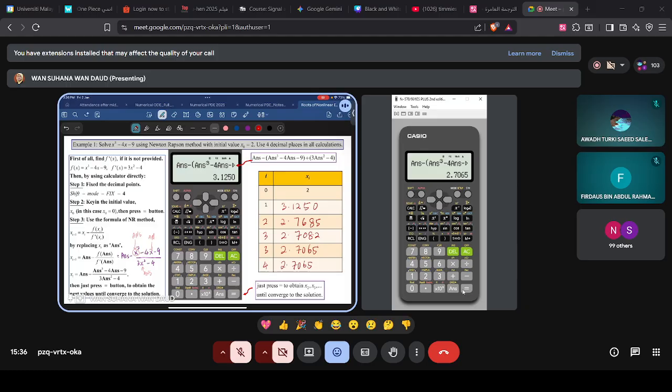How many equal you press, you will get the same value, meaning that this is the solution that you want. It is very easy. Just one time put the equation in the formula and just use ans to replace the x, and just press equal until it converges to the same value. That same value will be the solution that you want.